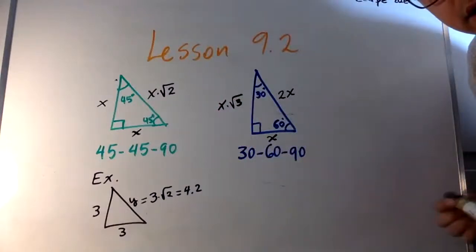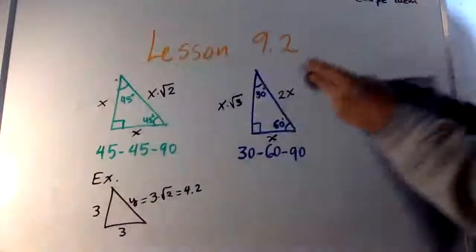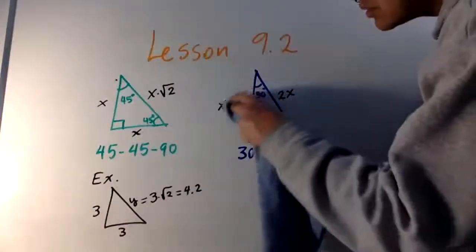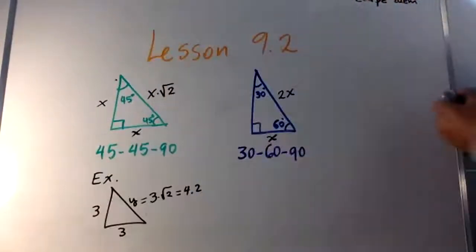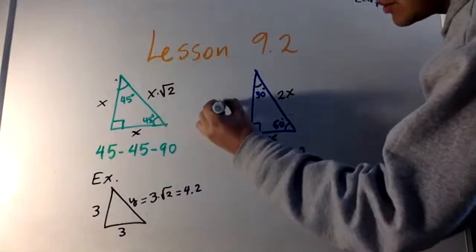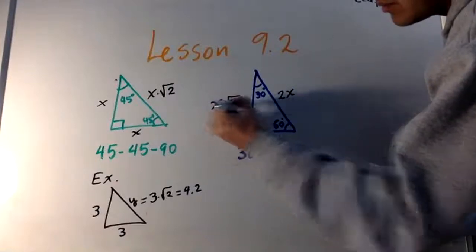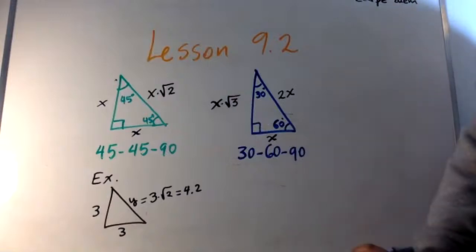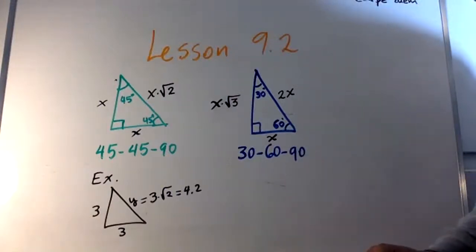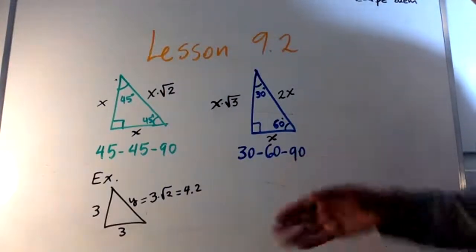Okay, and that's it. Sorry, it looks like a 5 and I don't want to mislead you with this, so I'm going to write it again. X multiplied by square root of 3. That's it.